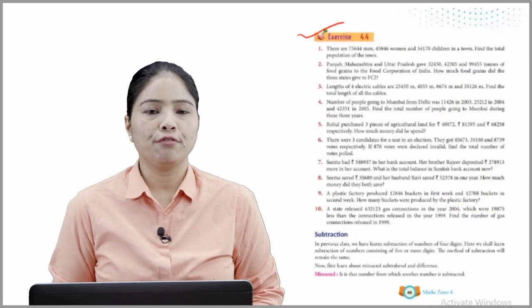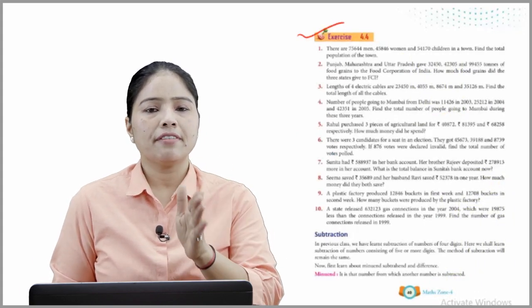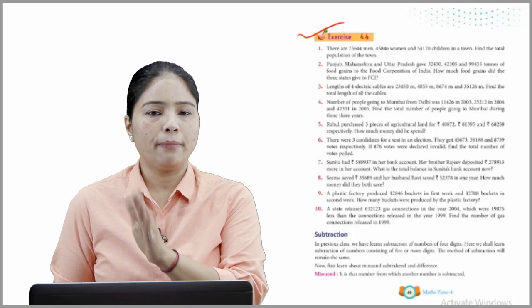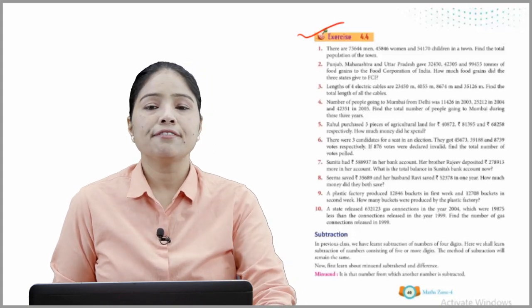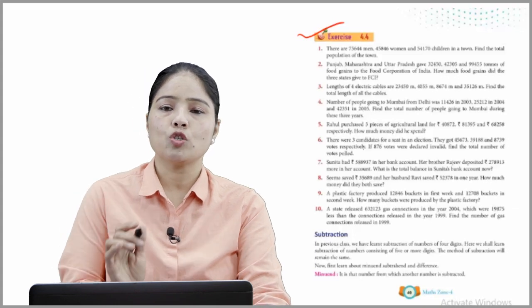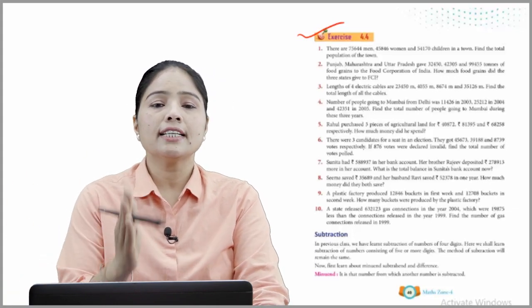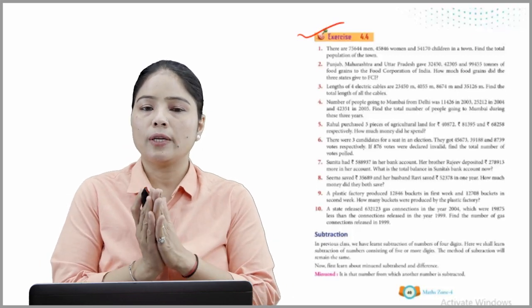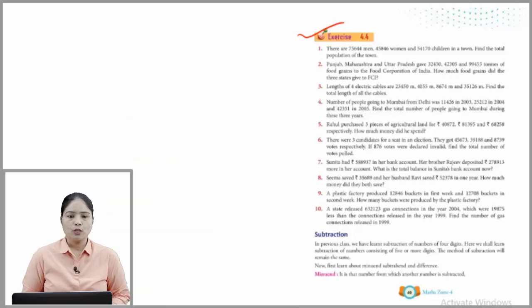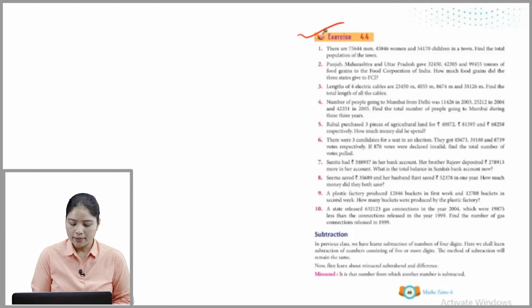Exercise 4.4. There are 75644 men, 45846 women and 54170 children in a town. Find the total population of the town. Now, what is the total population of the town? So let's see. So the men we have, how many are there?